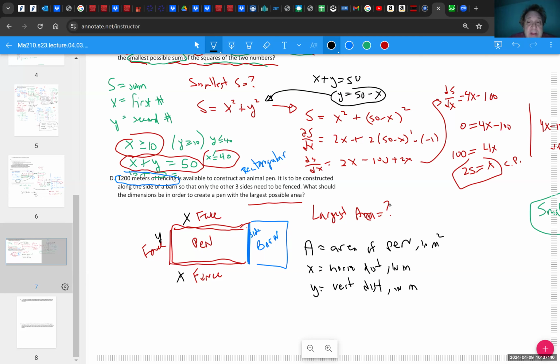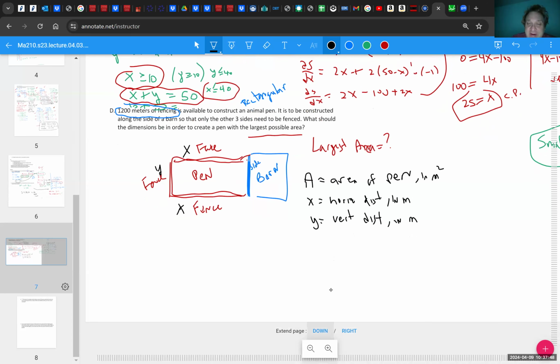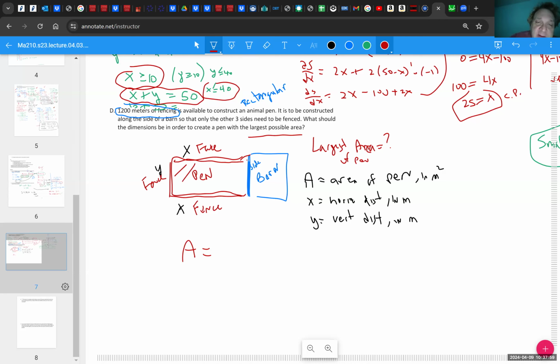Okay, so if we're going to try to find the largest possible area, we need an equation for area, right? We can't find the largest area without an equation for area. This is the area of the pen. That wasn't clear. Here's my pen. How do I find the area of this pen? Well, it's a rectangle. So the area of a rectangle is length times width, in this case, X times Y. Right? Horizontal times vertical, as long as they're perpendicular, is the area of a rectangle. Okay. So that's my area equation.